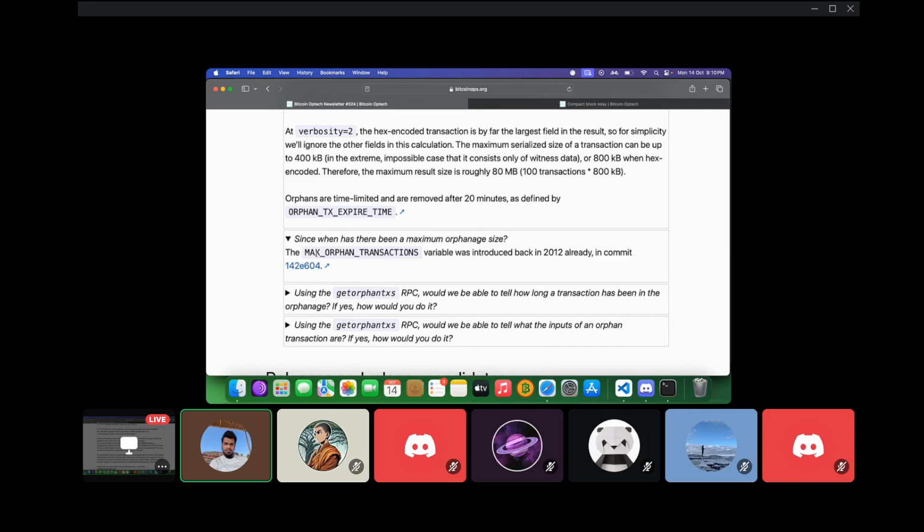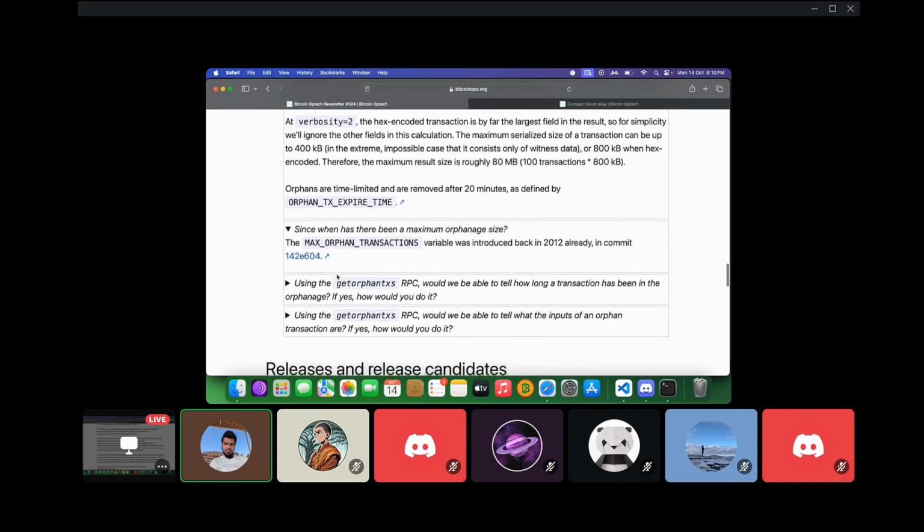Since when has there been a maximum orphanage size? The max orphan transaction variable was introduced back in 2012 already, in commit such and such.